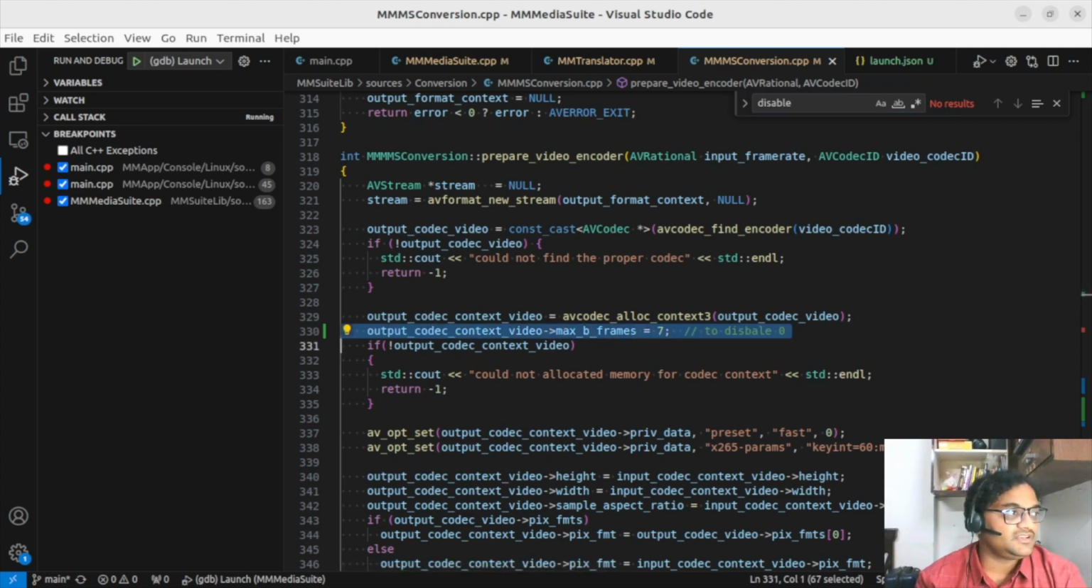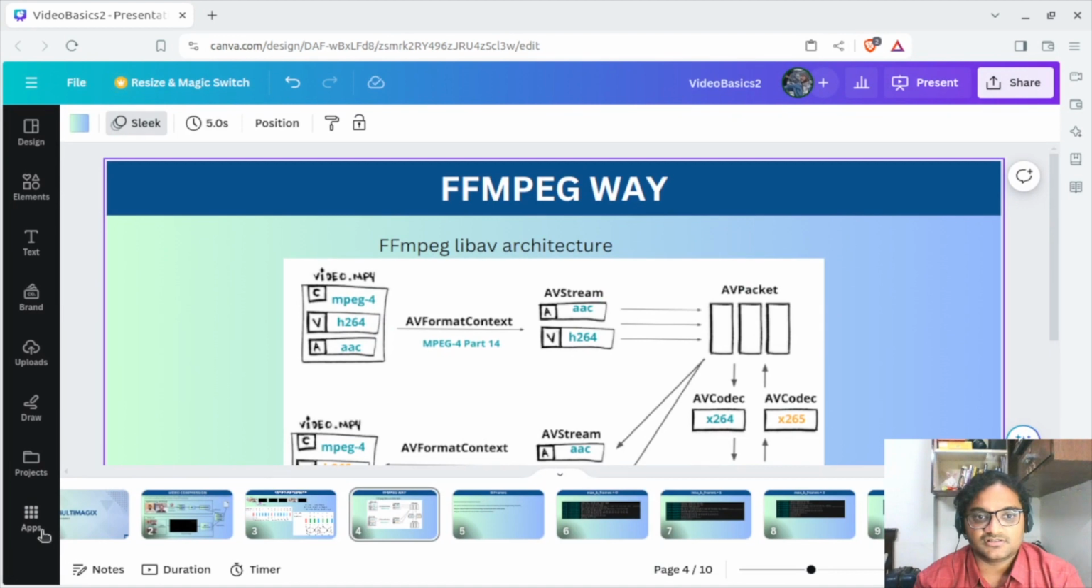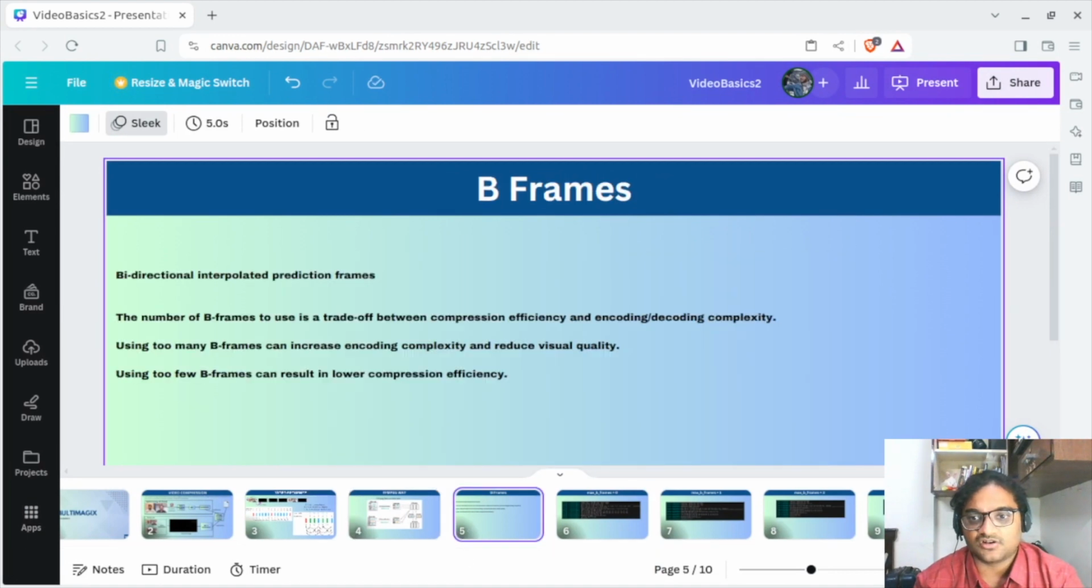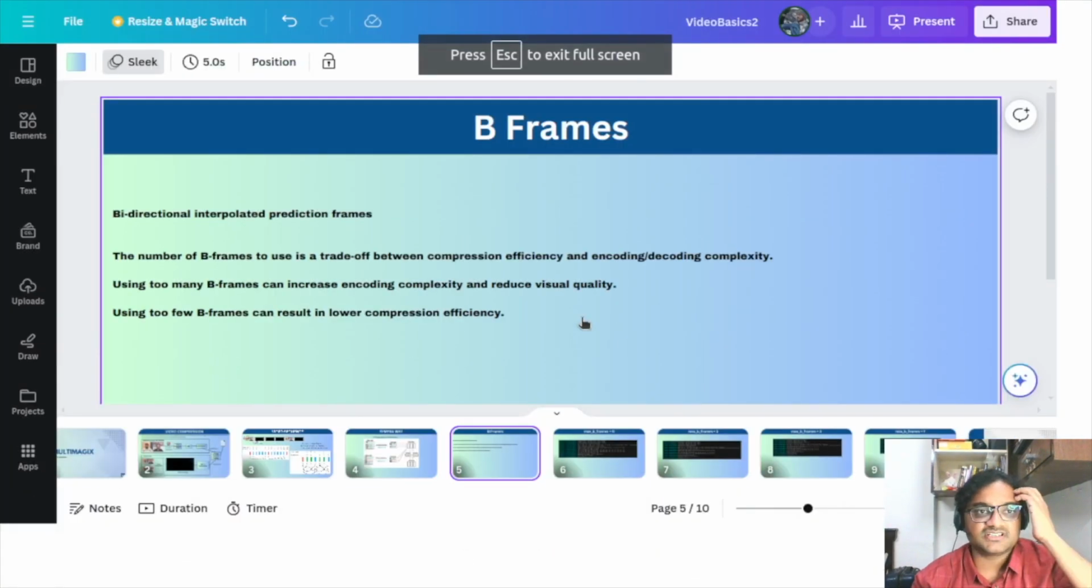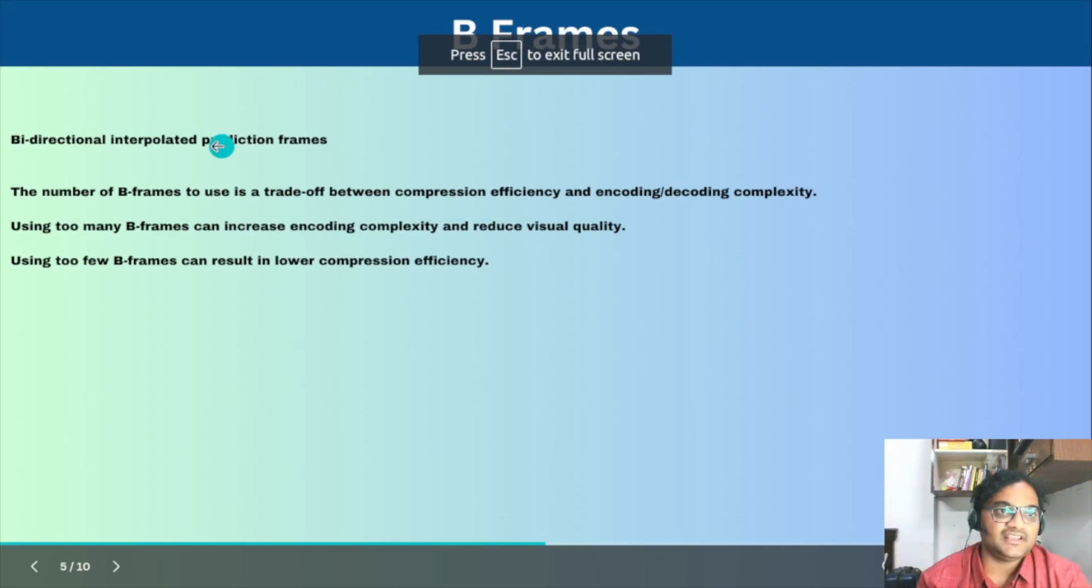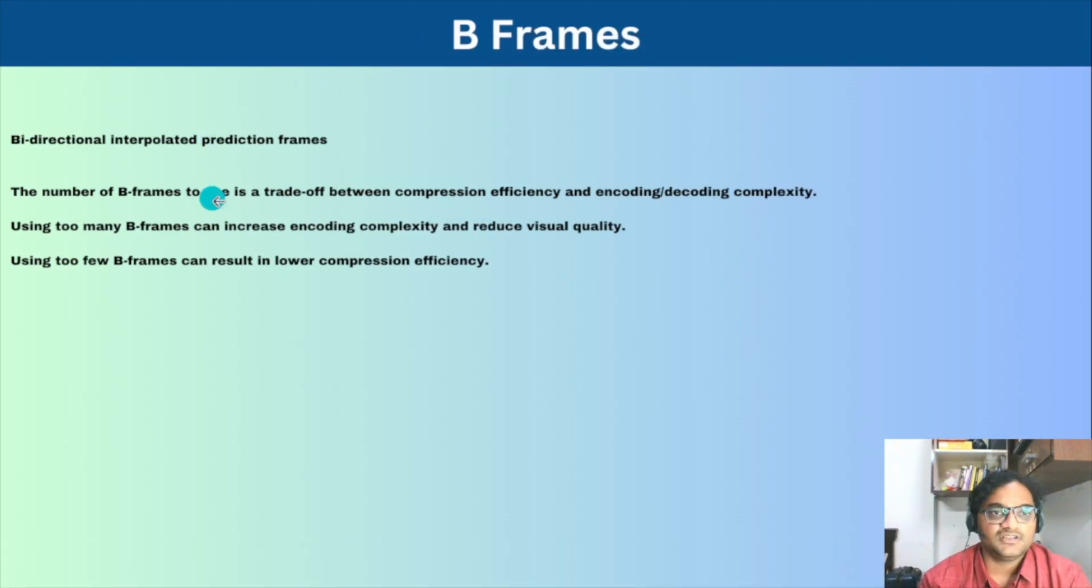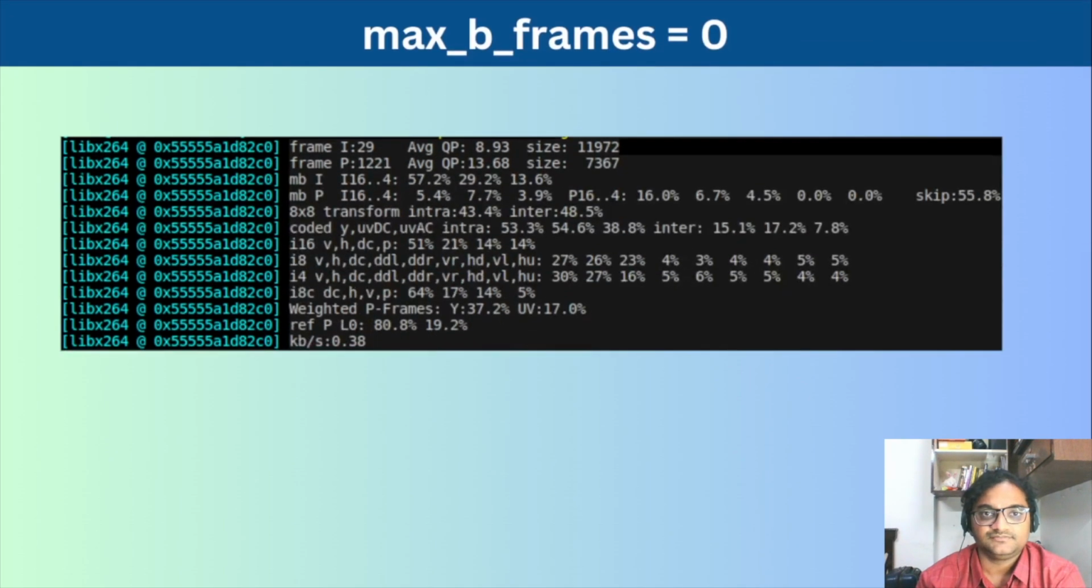So let me show you the differences here. I have made some comparisons already. As we discussed, B frame is called a bi-directional predicted frame. The number of B frames is a trade-off between efficiency and complexity. Using too many B frames can increase the encoding complexity and reduce the visual quality. Using too few B frames can result in lower compression efficiency. So as we discussed, it should not be too high or too low. It should be a reasonable value.